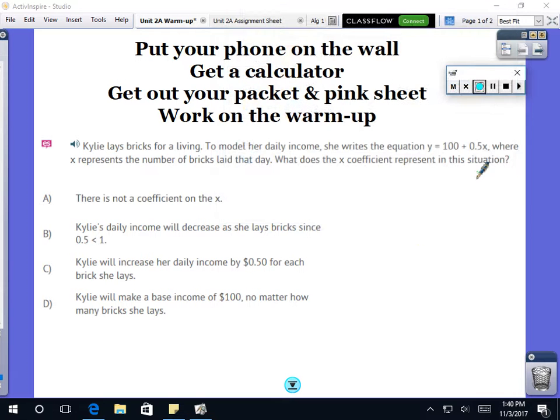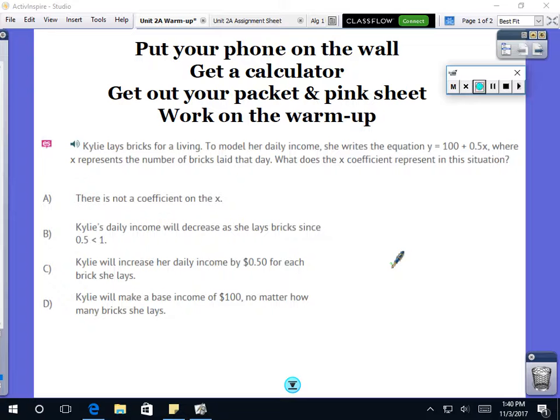All right. Kylie lays bricks for a living. To model her daily income, she writes the equation y equals 100 plus 0.5x, where x represents the number of bricks laid that day. What does the x represent in this situation? Or actually, the coefficient of x. Okay, what does it represent?